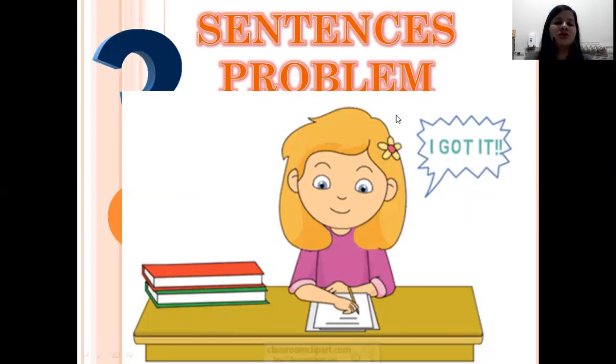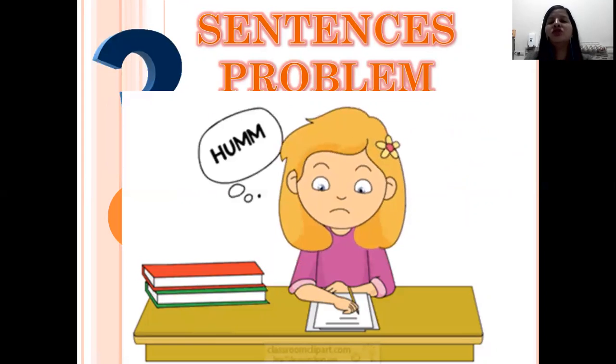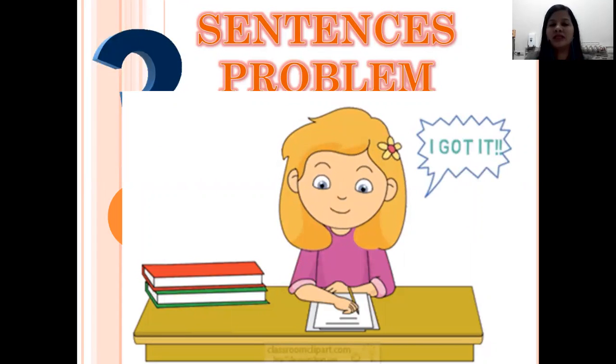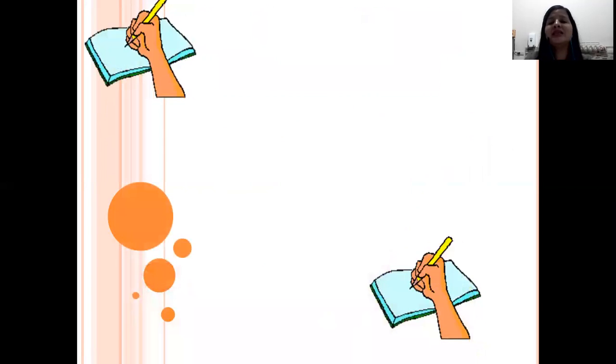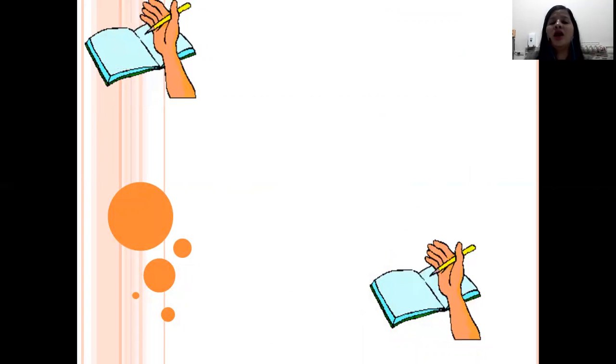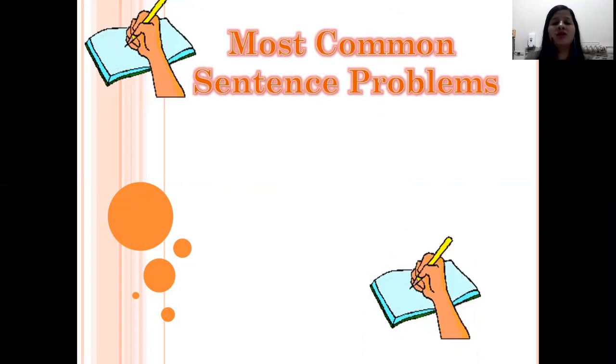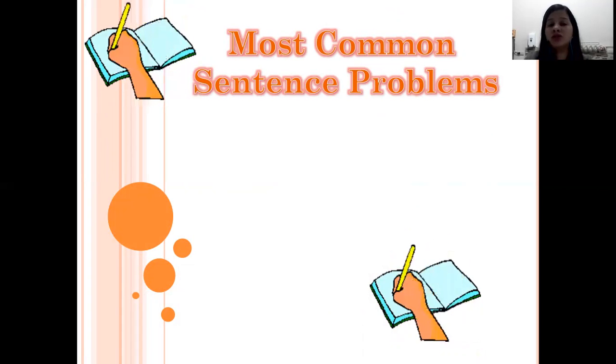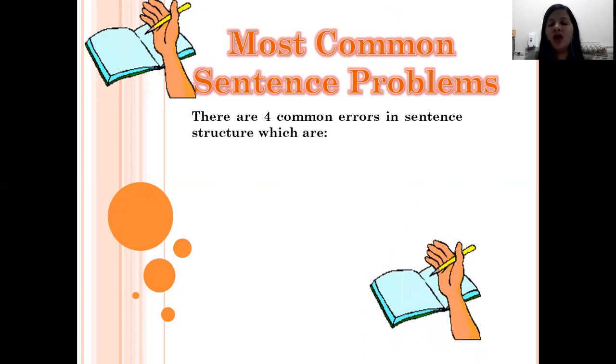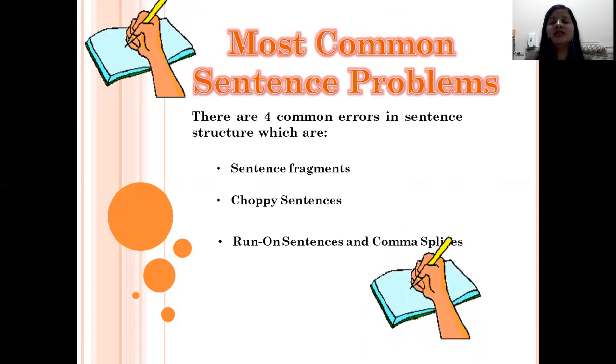First, it is important to know the structure of sentences can be a problem for students. Therefore, you need to be able to identify and revise problem sentences so that your writing is technically correct. And don't forget that sentences are used to convey a complete thought, and all sentences must have the correct grammatical elements and punctuation. In this video, you are going to be able to learn, recognize, and correct some common errors in sentence structure, such as sentence fragments, choppy sentences, run-on sentences and comma splices, and string sentences.